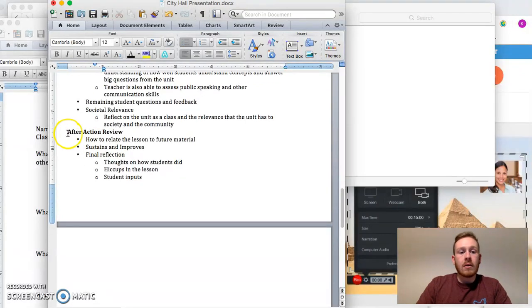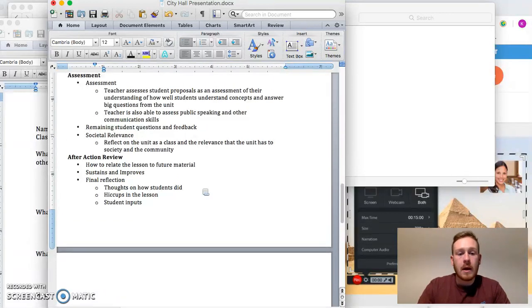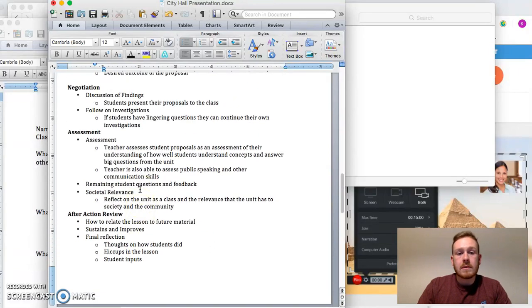And then, like in all the lessons, there's an after-action review, which goes over how well the material worked, what presentations did you see that were effective, what worked well in having students do their research and then do those presentations. So, and then student inputs.